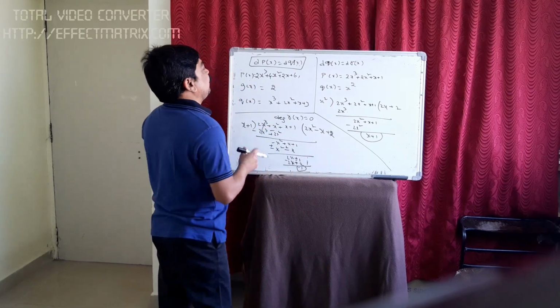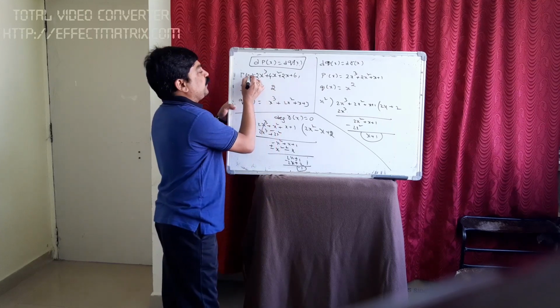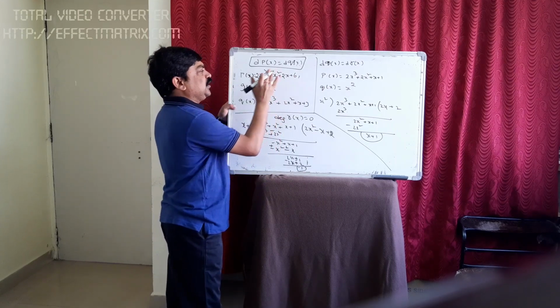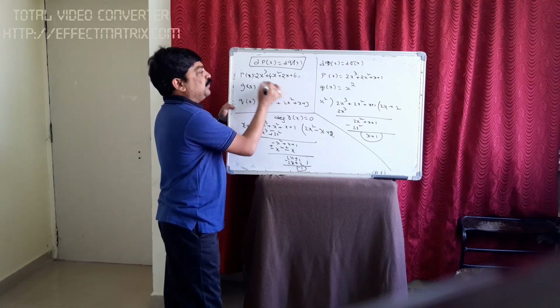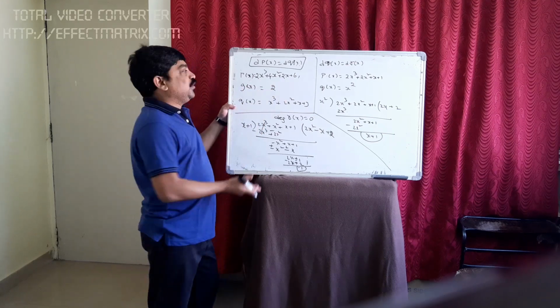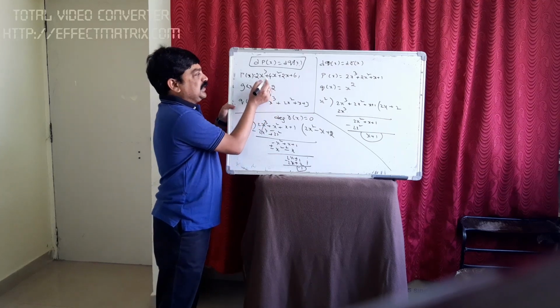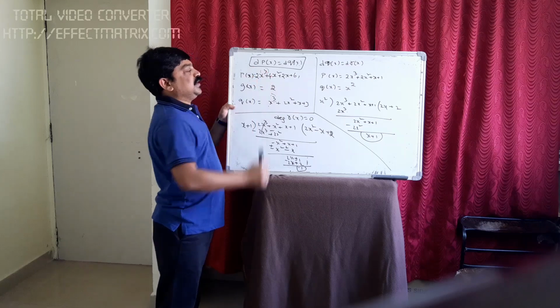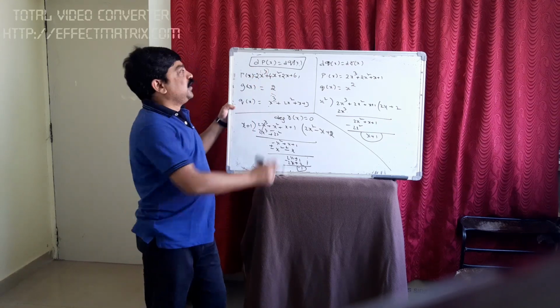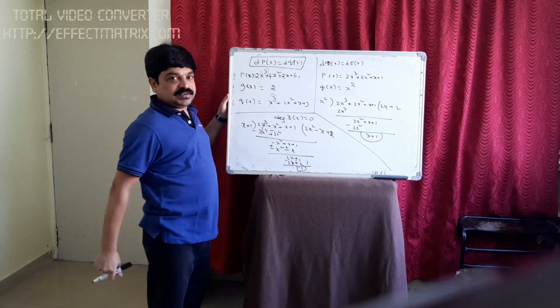For this problem, P of x can be taken as any polynomial, but the divisor G of x should be a number. Then the quotient will be of the same degree. When you divide this with this, you will get the quotient. The quotient degree is 3 and the dividend degree is also 3. Degree of P of x equals degree of Q of x.